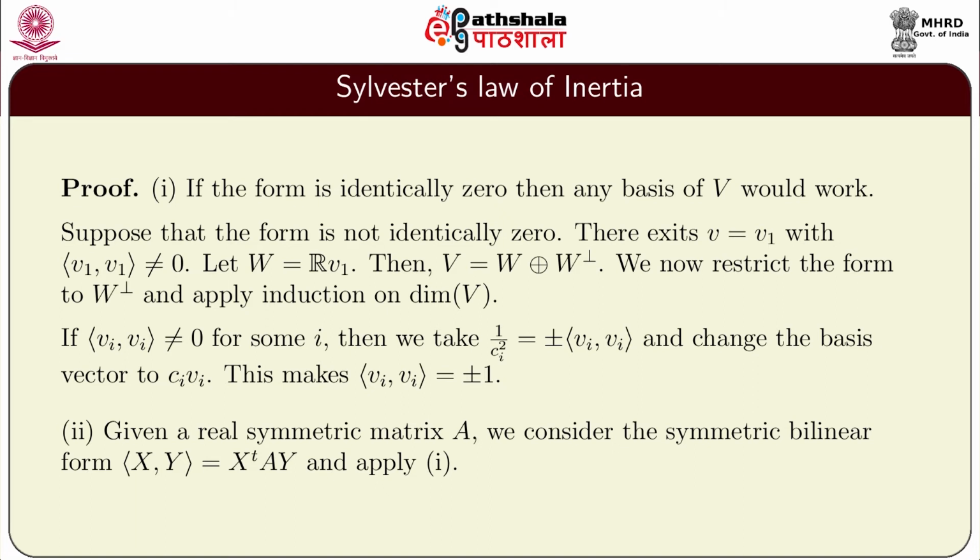Now, part 2. Given a real symmetric matrix A, we consider the symmetric bilinear form inner product xy equal to x transpose Ay and apply part 1. We know that if A is a real symmetric matrix, then x transpose Ay is a symmetric bilinear form, and therefore part 1 becomes applicable on this symmetric bilinear form.